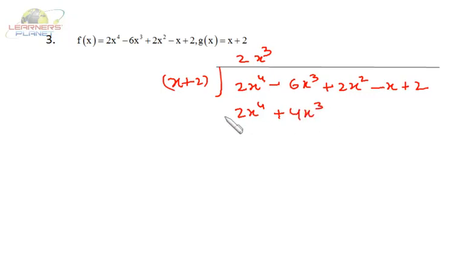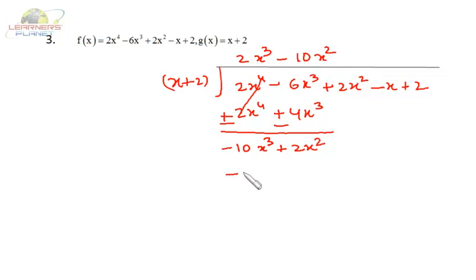Then 2x cube into plus 2 is 4x cube. Okay, now I deduct it by changing the sign, so it will be cancelled. Then minus 6x cube minus 4x cube, I'll be having minus of 10x cube. Then I take this 2x square over here. Now I wish to have minus 10x cube, and I'm having x, so I need to multiply it by minus 10x square. So minus 10x square into x, it's minus 10x cube. Then minus 10x square into plus 2 will be minus 20x square. Further, let's deduct by changing the sign.